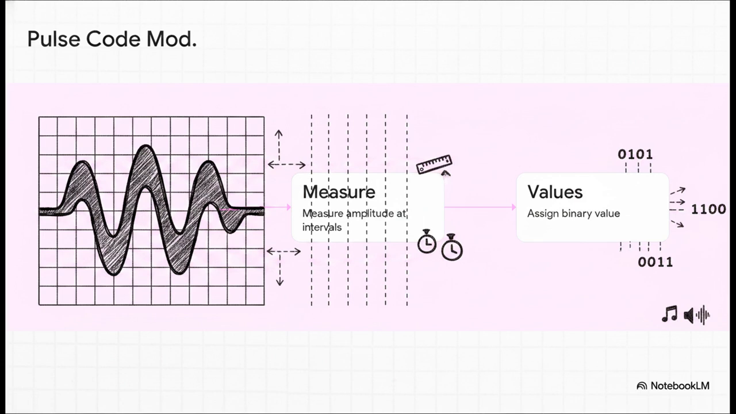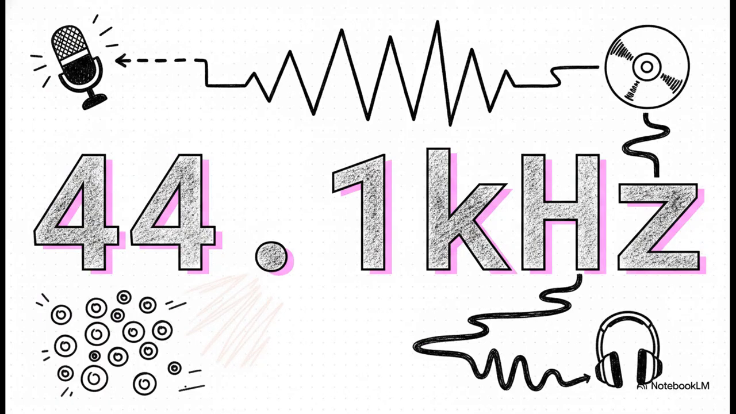Then, it assigns a specific binary value to every single vertical measurement it takes. By snapping all these rapid-fire sequential pictures, the system digitizes that fluid wave into hard-readable data. So you might be wondering, exactly how fast do these snapshots need to be taken?